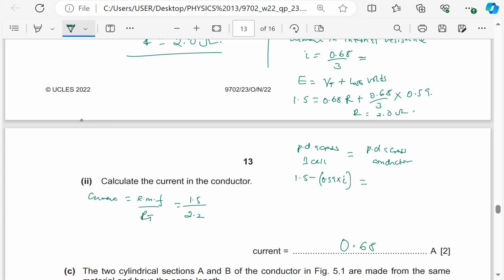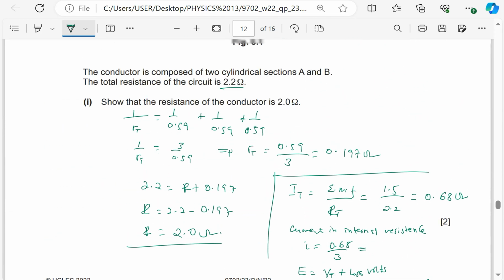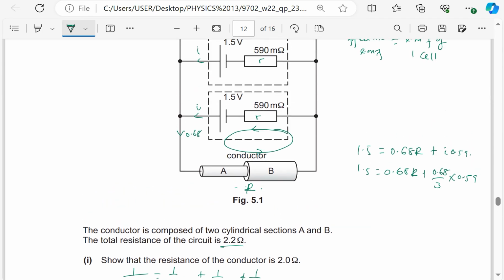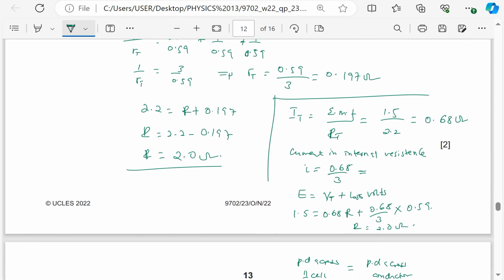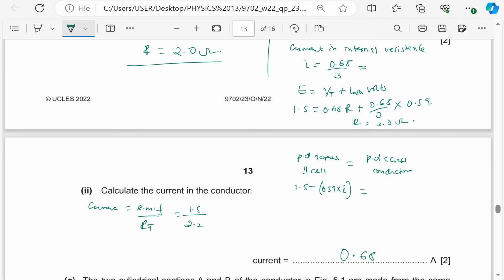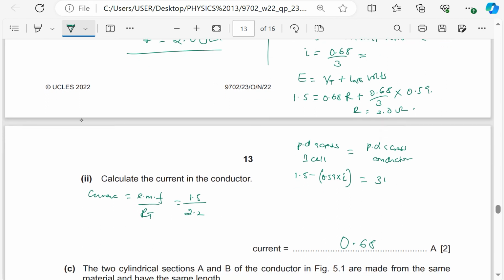It should equal the PD across the conductor, which is going to be, of course, the current here is 3 times the current through each of those. So this is going to be 3 times I, because the current sums up. Then times the resistance, which we have already found to be 2.0. Yes. So I have to find the small I.